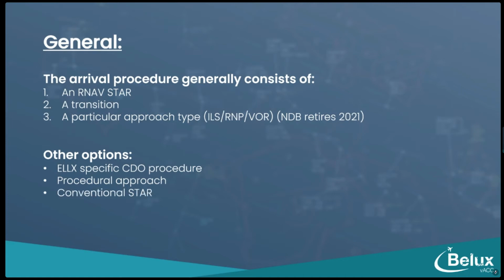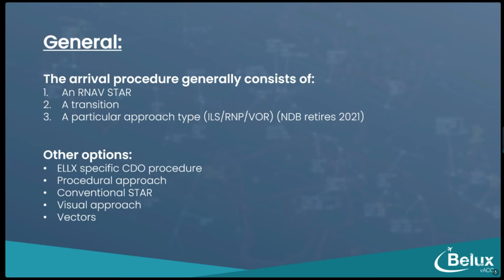You, of course, have the conventional stars that are left as well. Visual approach is always possible. And of course, the thing most people use on their day-to-day basis for controlling at Luxembourg is vectors. I'm not going to cover vectors too much today because most people will have received good training to vector traffic in. So today I really want to focus on the RNF stars and the transitions and how you can use them and not use vectors.